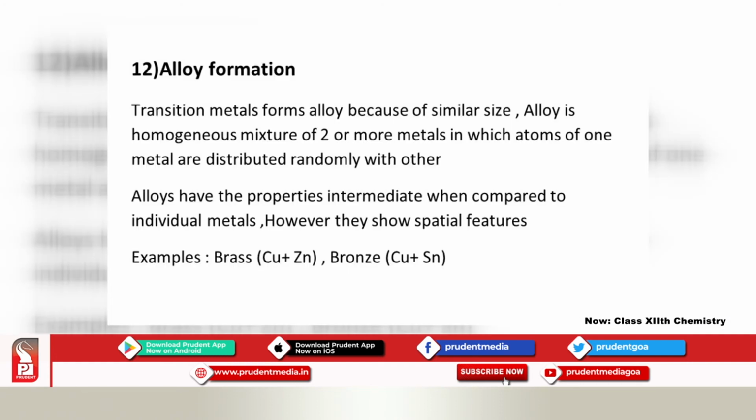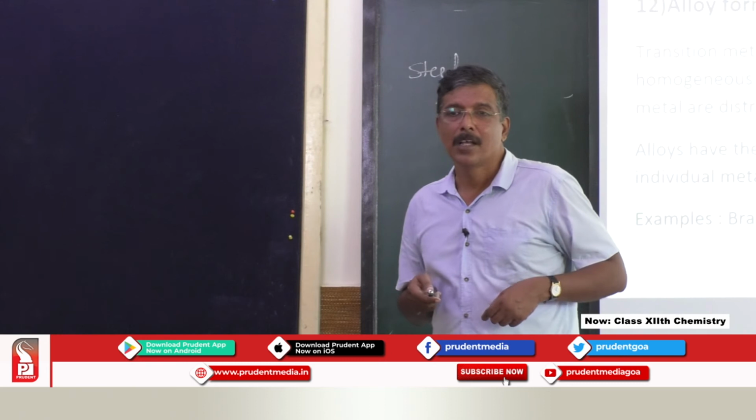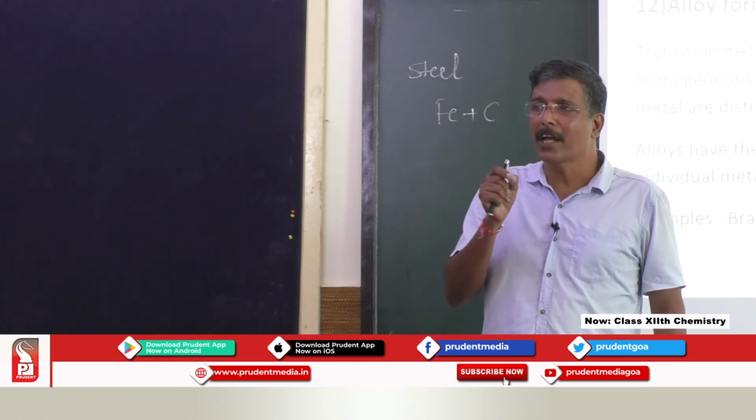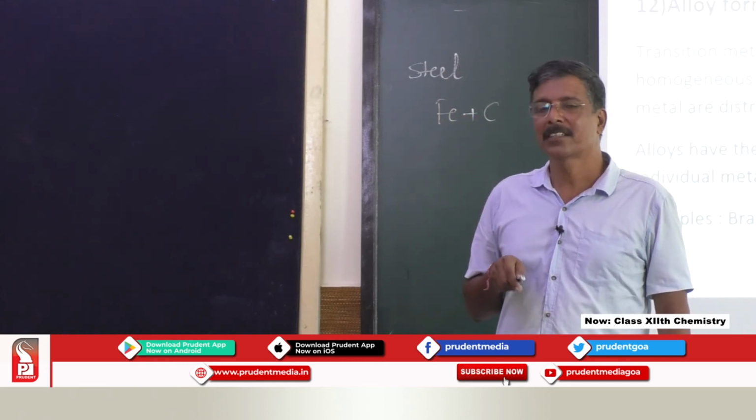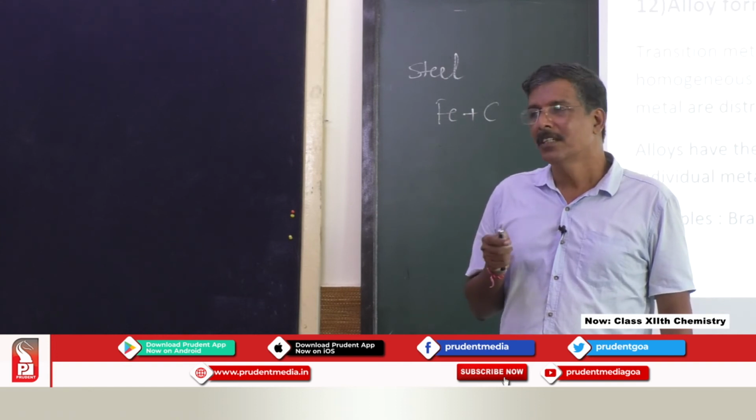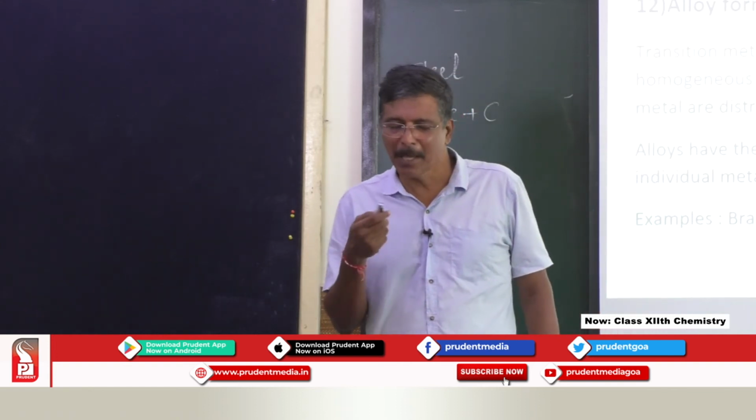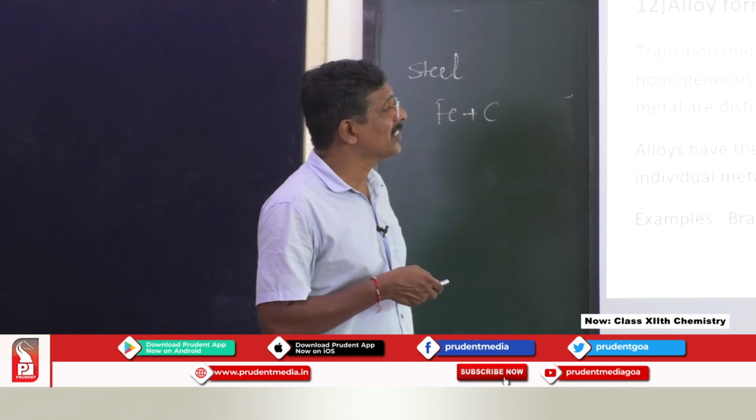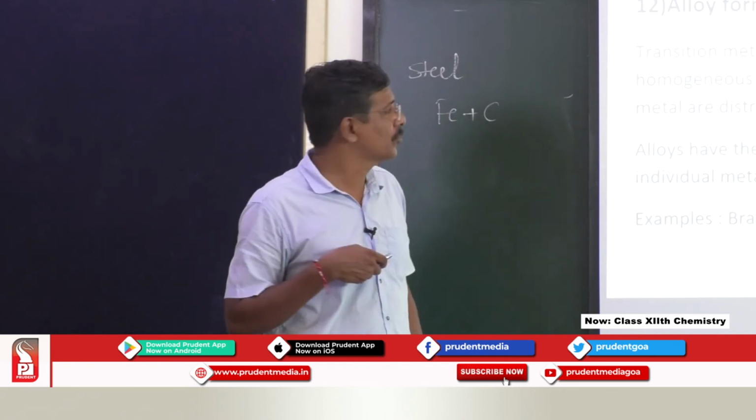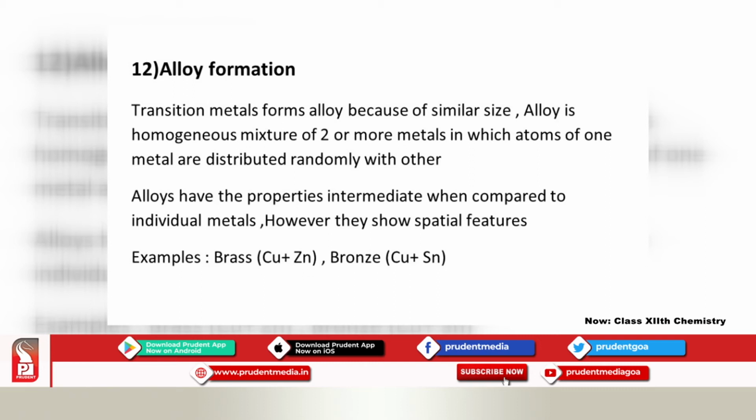Alloy formation. Alloy formation and interstitial compounds are almost the same, but there is one simple difference. In interstitial compounds, we are trapping small elements, but in alloy formation it is not with small atoms, it is with the same size. Similar size elements are used. Transition metals form alloys because of their similar size. An alloy is a homogeneous mixture of two or more metals in which atoms of one metal are distributed randomly with the other. One is replaced by the other.